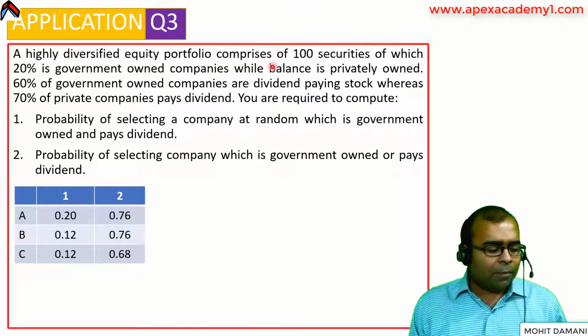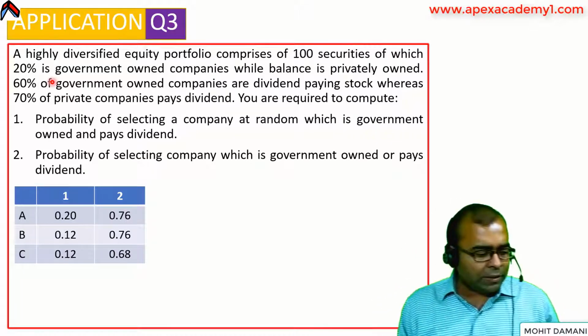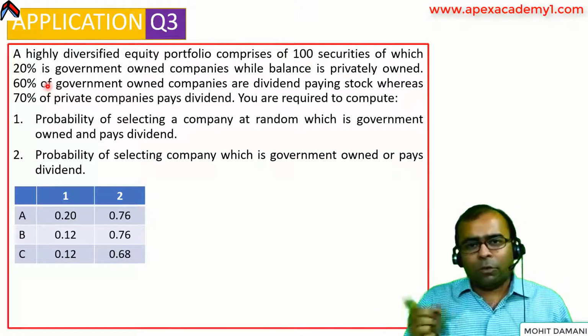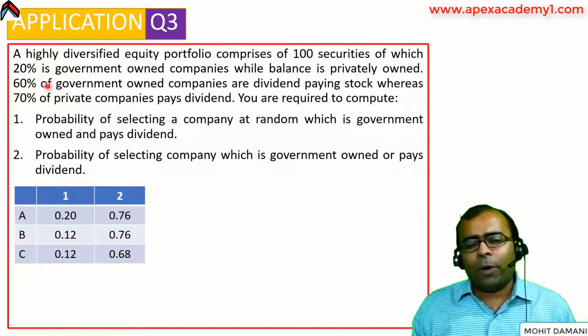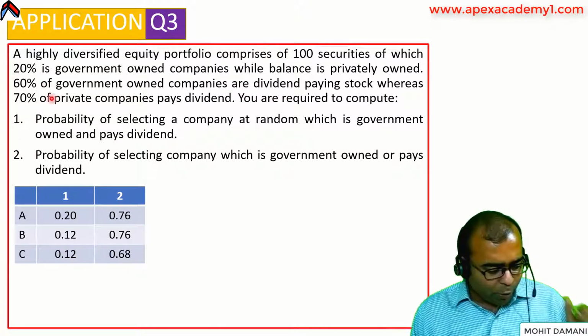There are 100 companies, 20% are government owned. So out of 100, 20% is 20 companies. Of 20 companies, 60% is government owned and dividend paying. So 20% of 60% is 0.12. 12 on 100 is 0.12. So in probability terms, it is 0.12.